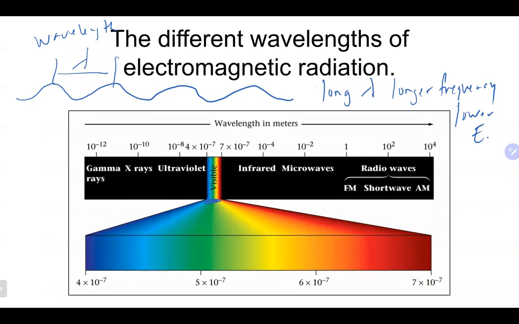And vice versa, if you had a wave which looks something like this, with a much smaller wavelength, it occurs much more frequently and has a much higher energy. So smaller wavelength, higher frequency, and that corresponds to higher energy.